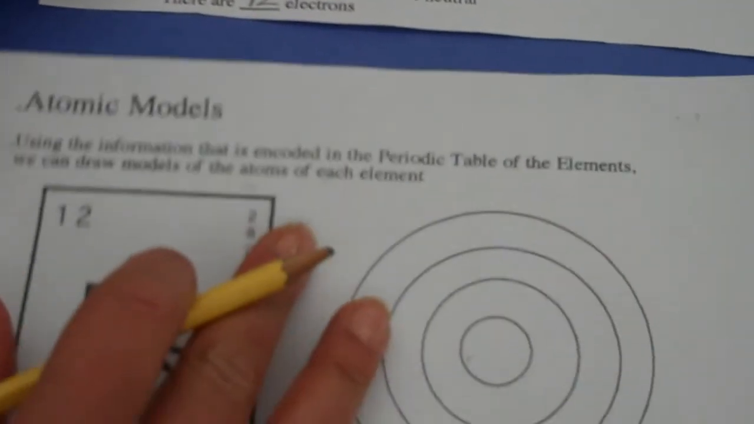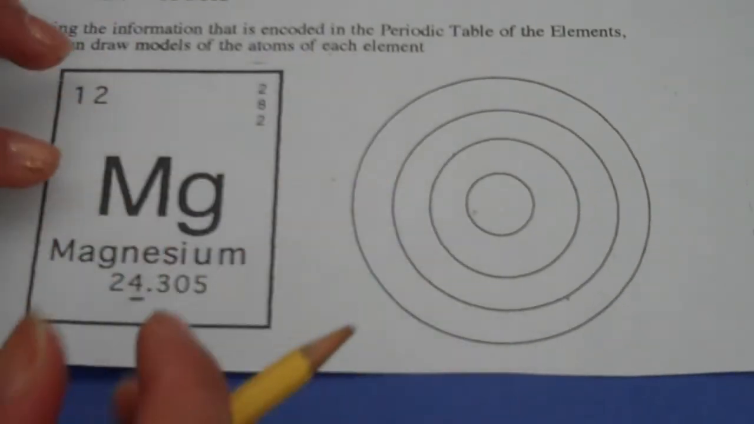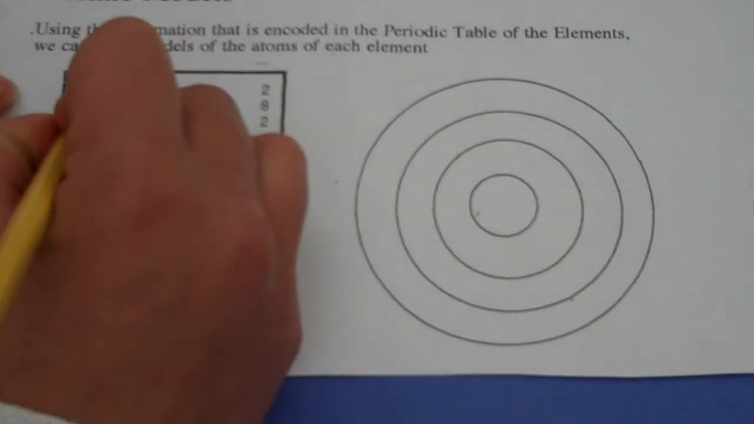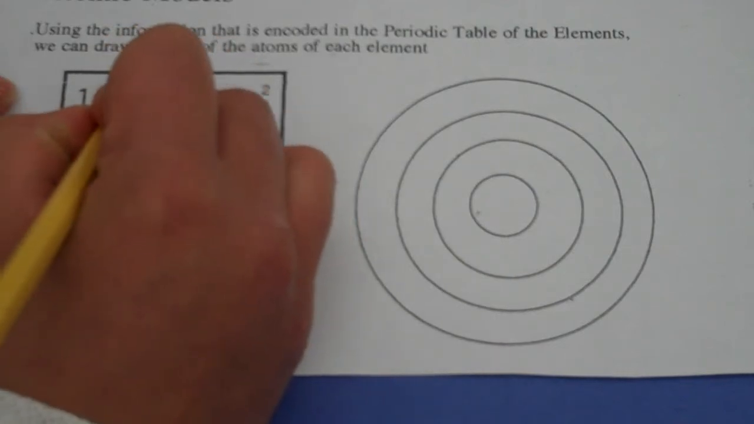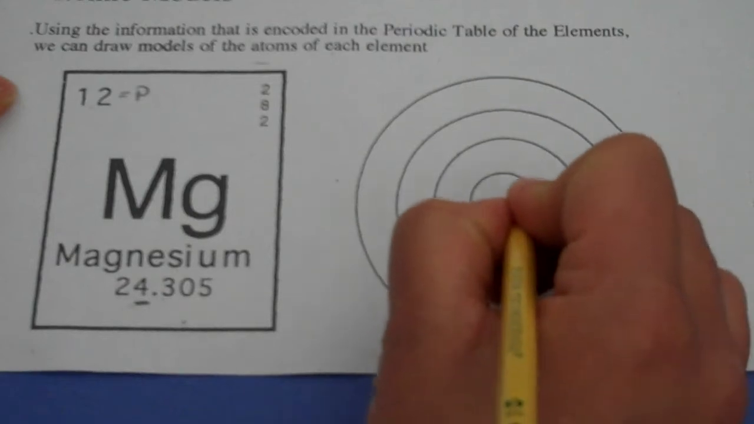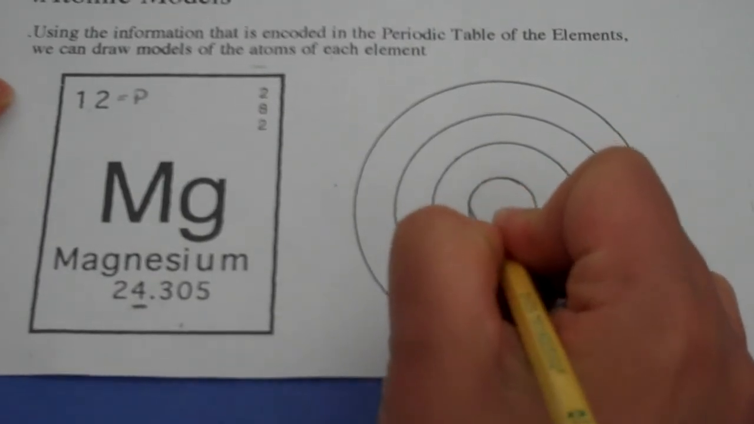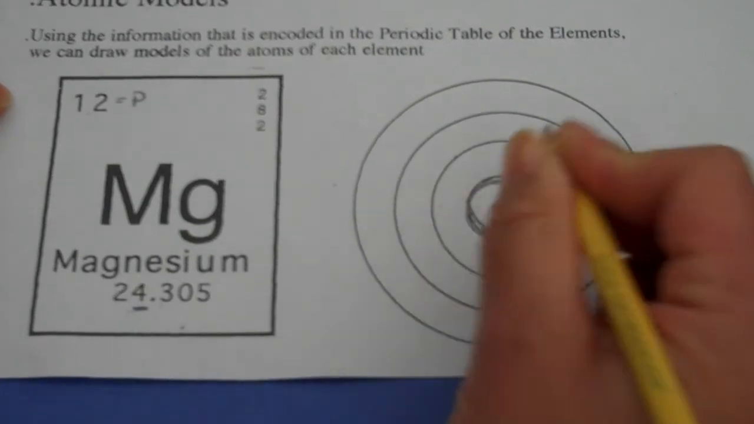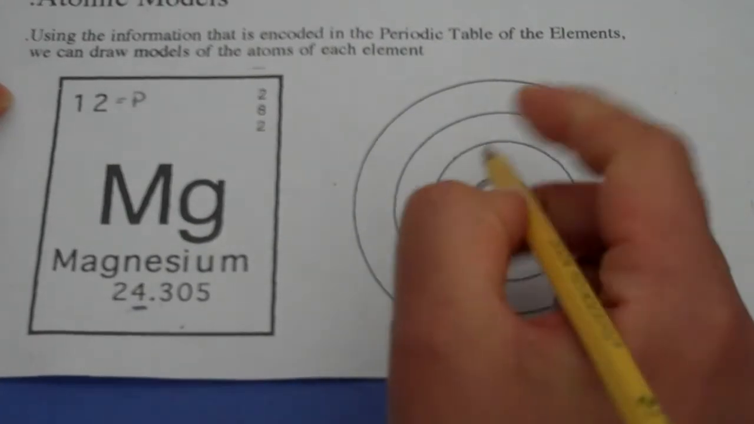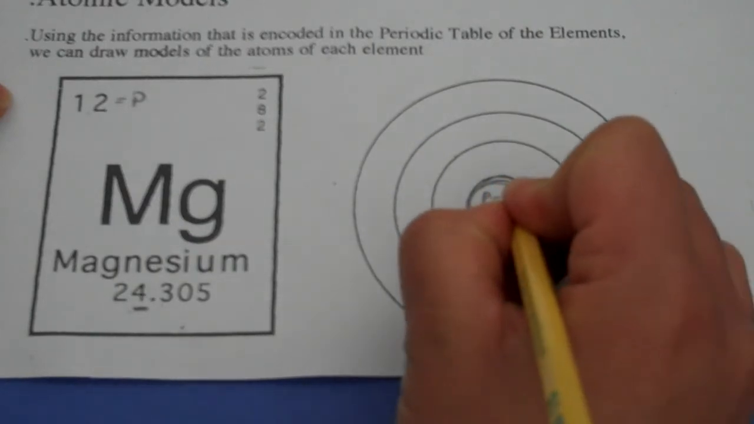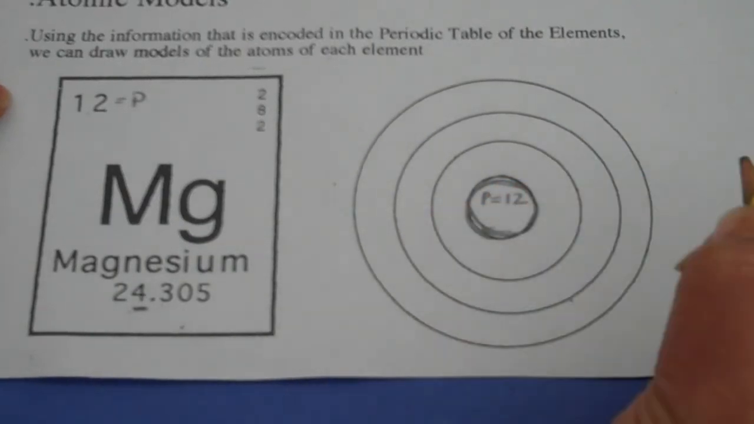Okay, so I'm going to slide it back and forth so you can see the two. 12 is, again, our number of protons, or our atomic number. I'm going to highlight this one, or just darken it up a little bit for you. This one is not a level. This is the nucleus. So I'm going to put P in here because the protons belong in the nucleus, and there are 12.